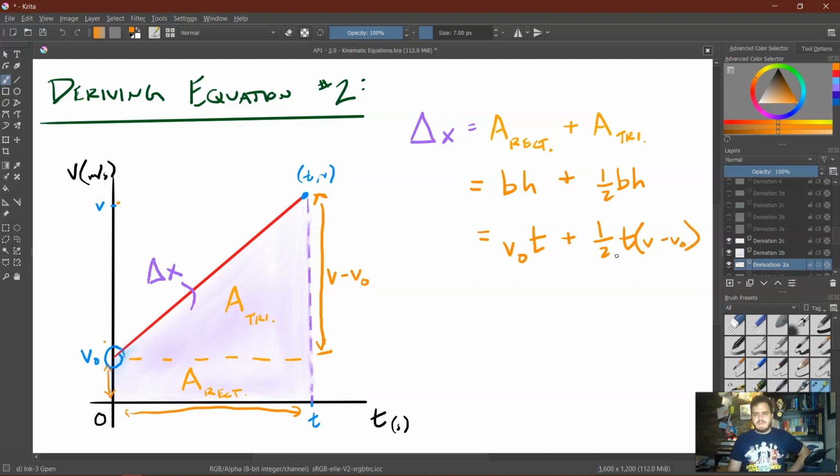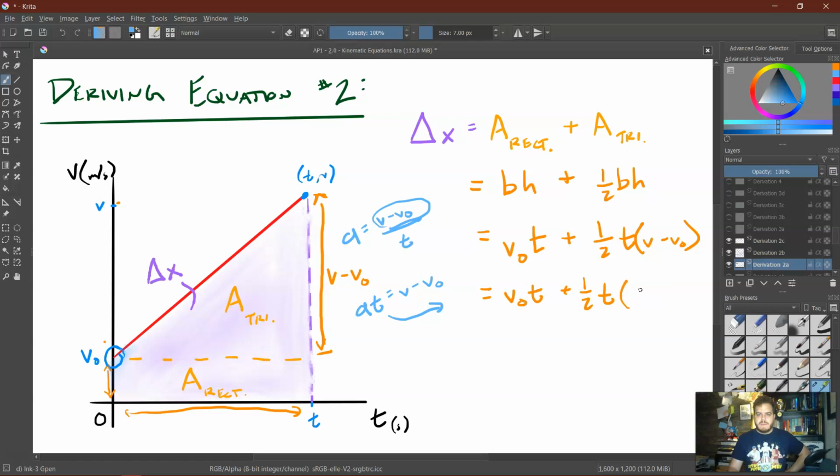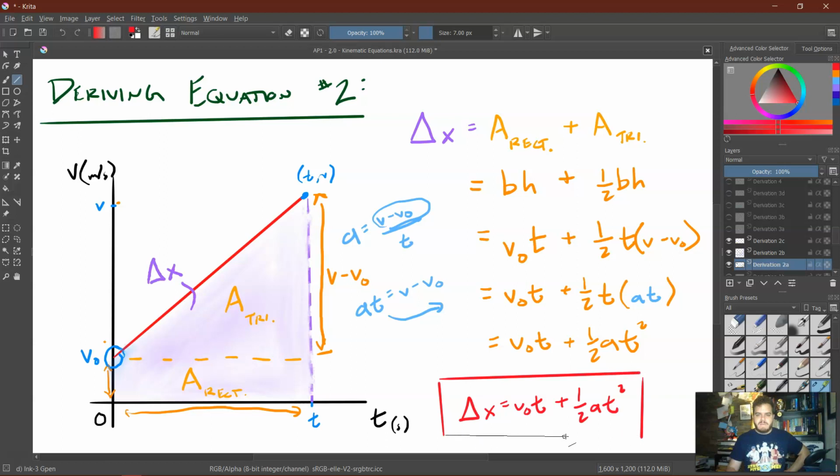And you might be thinking, okay, well, that looks a little complicated. That's not really helping too much. But let's actually stick in the equation we just learned, otherwise known as the definition of acceleration. a is equal to v minus v naught over t. So if I just wanted this part here, let's multiply the t across, so I get at equals v minus v naught. And let's stick this into this previous equation. So now I have v naught t plus 1/2 t times at. Now let's simplify it a little bit. Now I'm going to say v naught t plus 1/2 a, and then t times t would be t squared. And this is actually our second kinematic equation. Delta x equals v naught t plus 1/2 at squared.